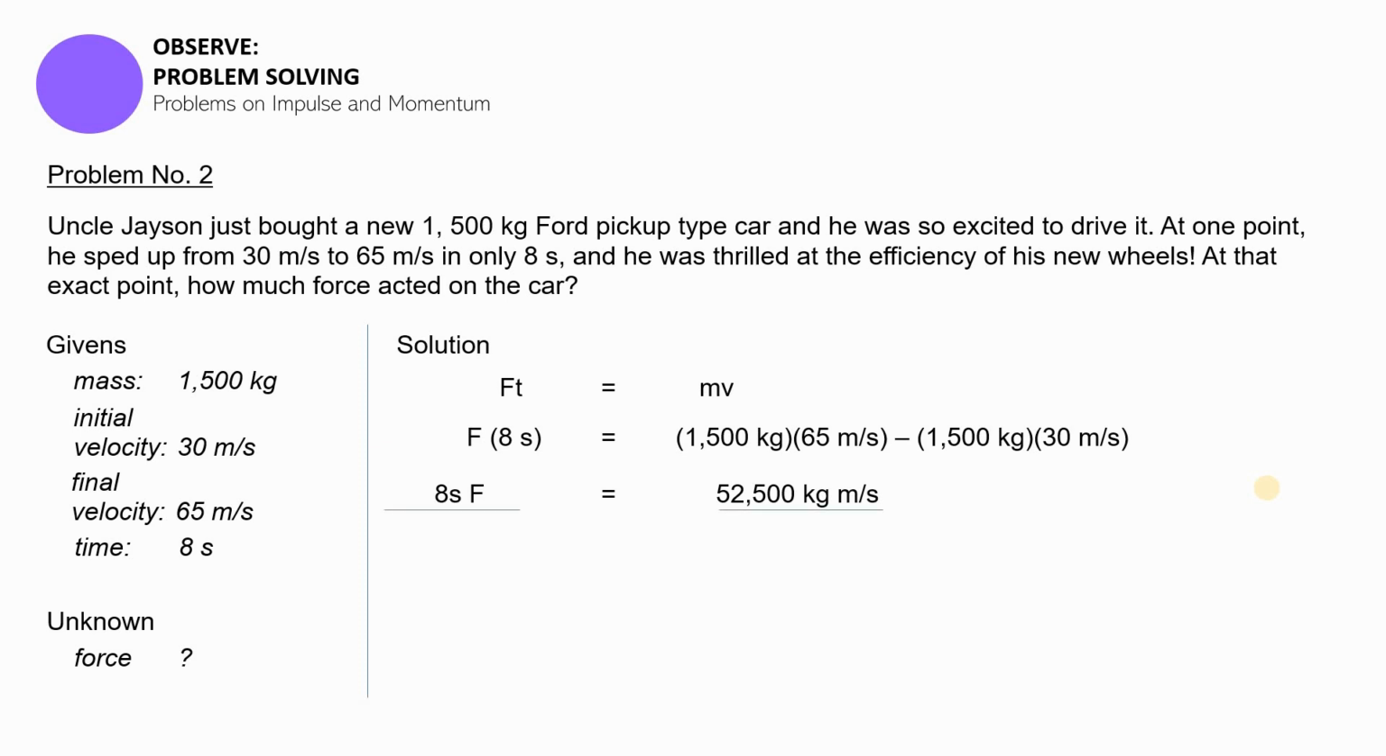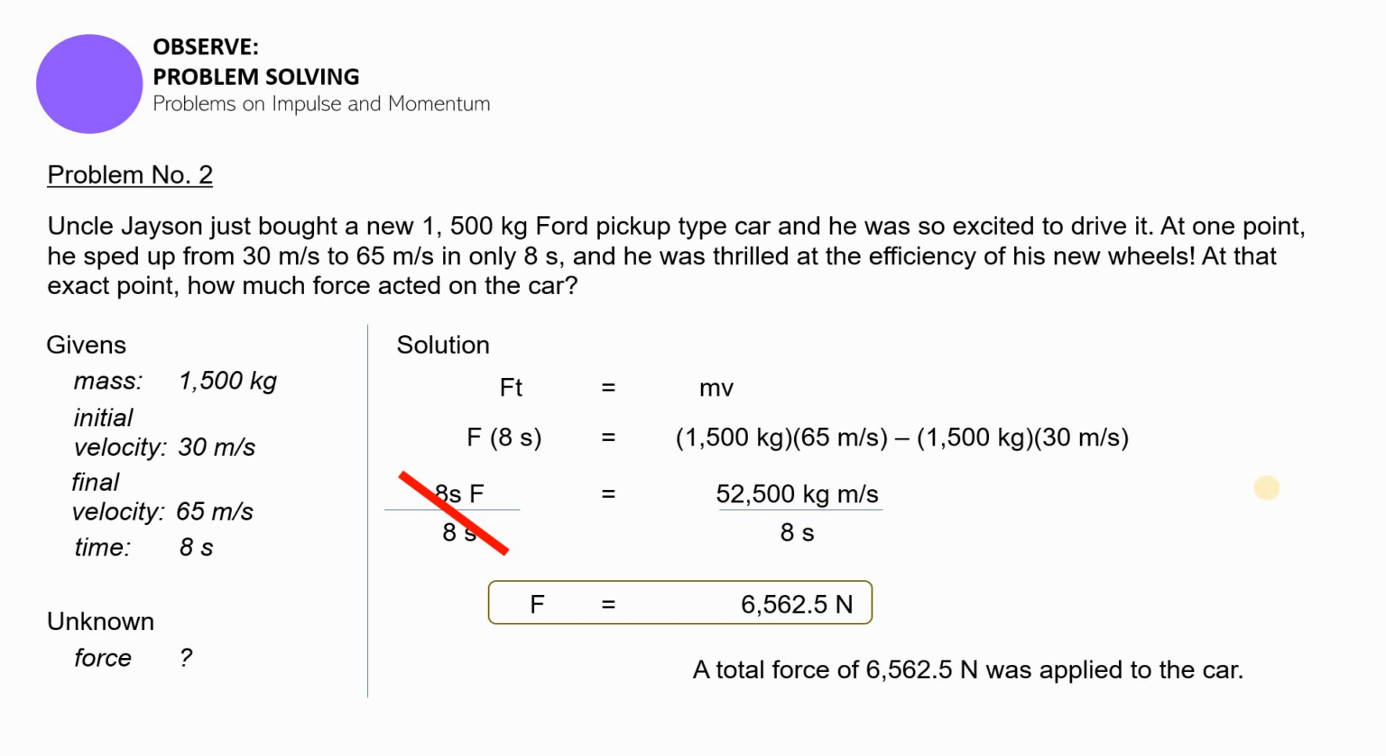So, obviously, we're gonna be dividing both sides, this time by 8. To cancel it out on one side, tas matitira na lang yung F. Okay, so 52,500 kilograms meters per second is going to be 6,562.5 kilograms meters per second squared, which is equivalent to Newton. And that is the amount of force applied to the car.